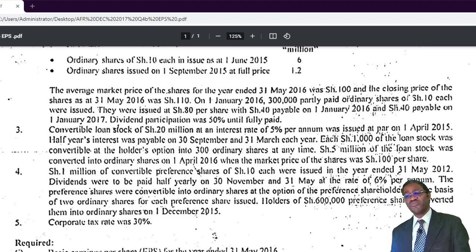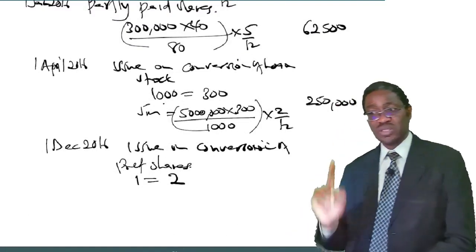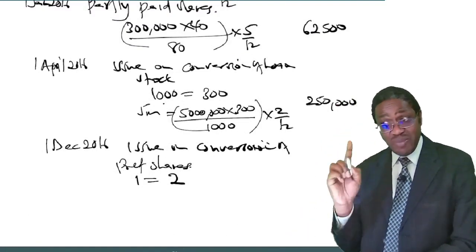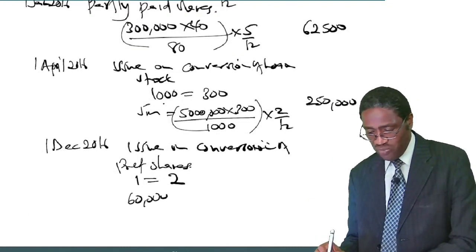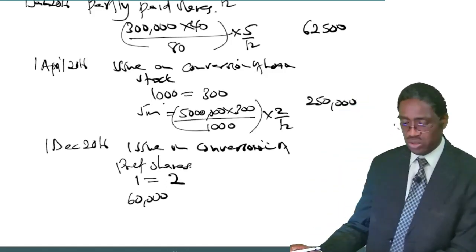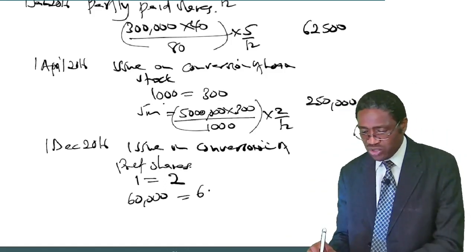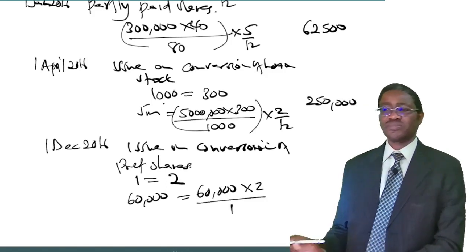So out of 600,000, how many are those? That comes to 60,000. 600,000 divided by the par value per share, 10 bob, that comes to 60,000. That is what converted. Don't confuse. That was a trick the examiner wanted to catch you on. So you will come and say, it will be 60,000 times 2 divided by 1.